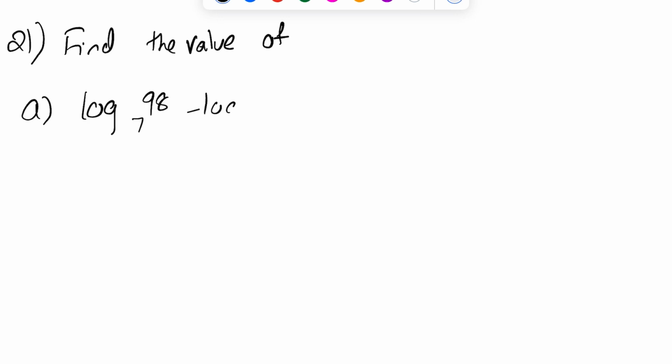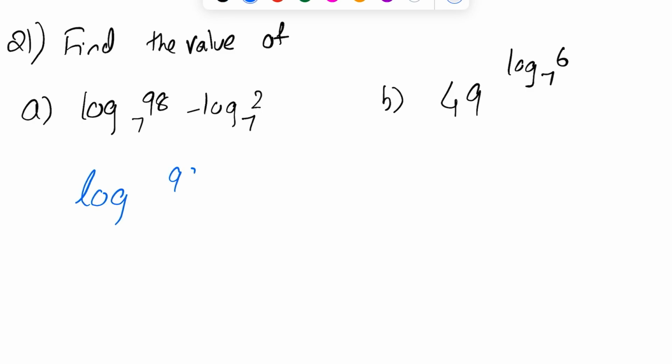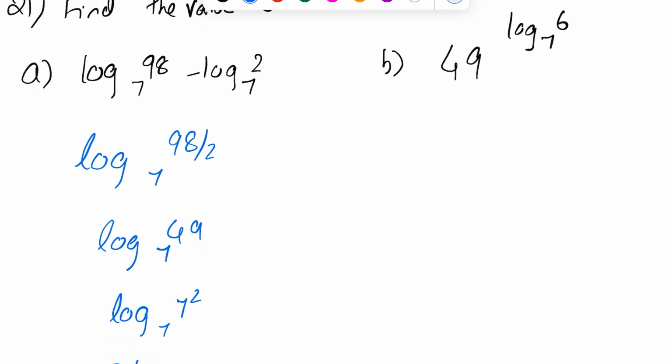Again, find the value of part A: log 98 to the base 7 minus log 2 to the base 7, and 49 to the power of log 6 to the base 7. So minus becomes division. So log 98 upon 2 to the base 7, which is log 49 to the base 7. 49 can be written as 7 square to the base 7. 2 comes front, log 7 to the base 7. So which is going to be 2.